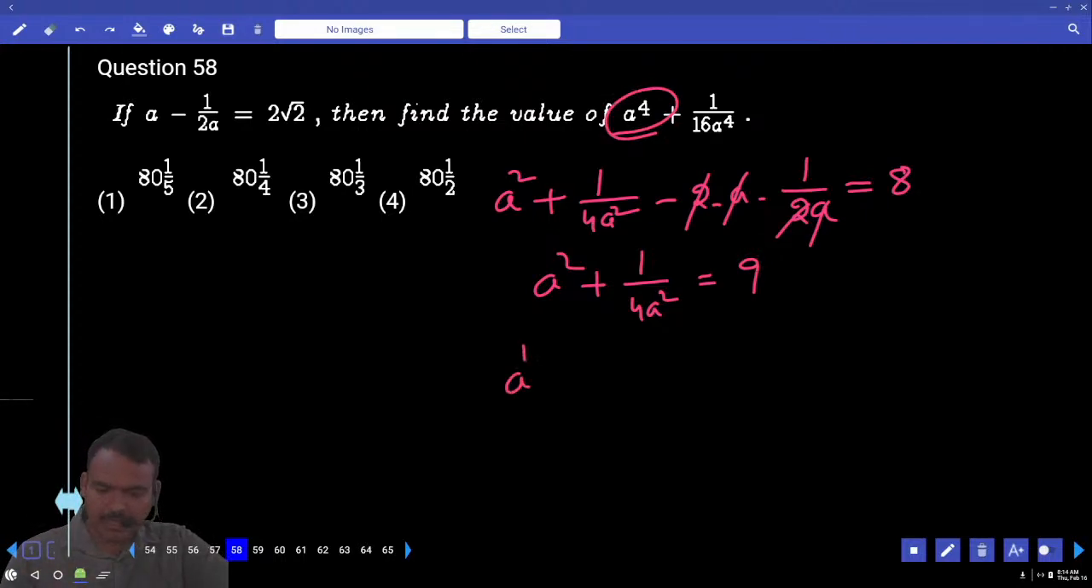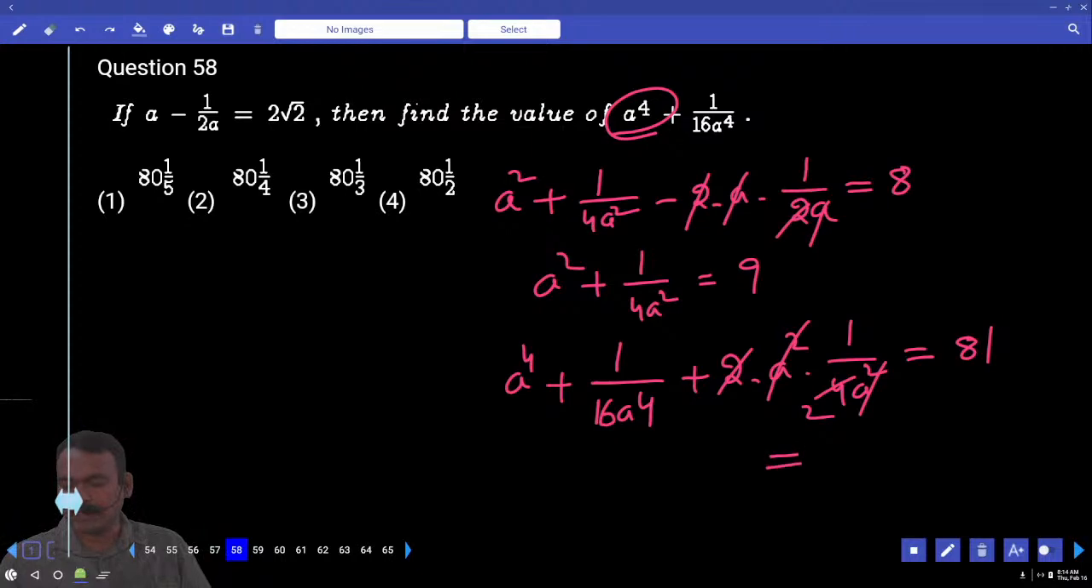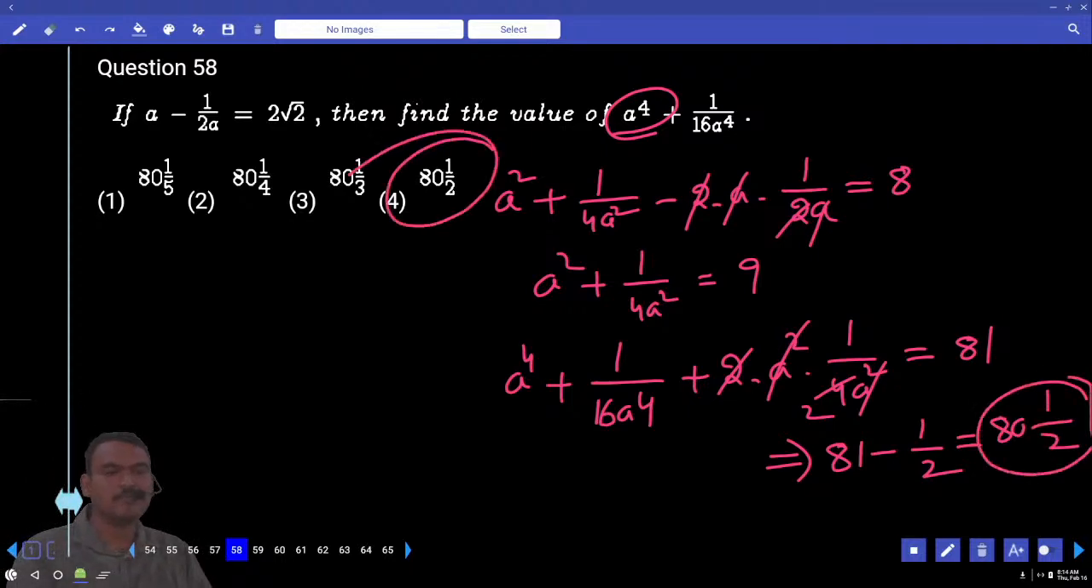Squaring again, we get a power 4 plus 1 by 16a power 4 plus 2 into a square into 1 by 4a square, equal to 9 square, which is 81. a square cancels, 2 by 4 is 1/2. The plus 1/2 on the left-hand side becomes minus 1/2 on the right-hand side. Then the answer is 81 minus 1/2. Out of 81 we are subtracting half, so the remaining value is 80 and a half. Which option? Fourth option.